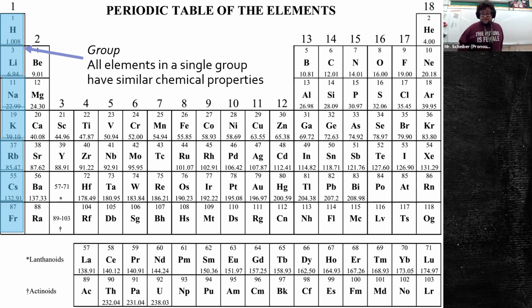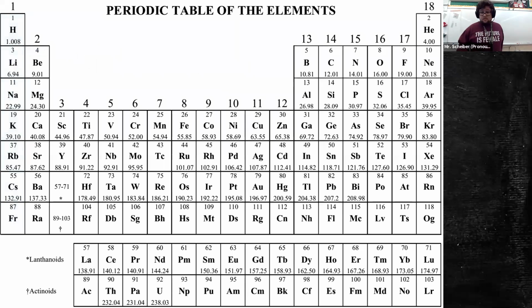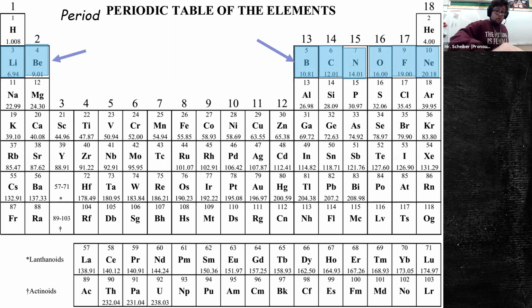Now, that's from top to bottom. Going from left to right, and we're going to start with lithium, we call these a period. So this whole row here, that's one period. So that would be period 2. So how it works, here's period 1, period 2, period 3, period 4, period 5, period 6, period 7, period 8, period 9, period 10, and so on and so forth.